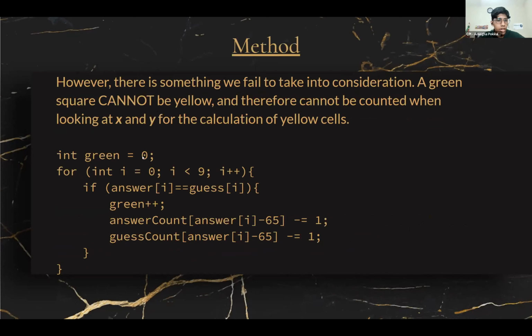So we'll modify our green method from earlier. What we'll have is an answer count array. And if you'll notice here, answer I minus 65, this is just going to convert the ASCII value of the capital case letter into an index that we can easily use. So we will take the answer count for that character and subtract it by 1, and the same in the guess, because once a cell is green, it cannot be yellow.